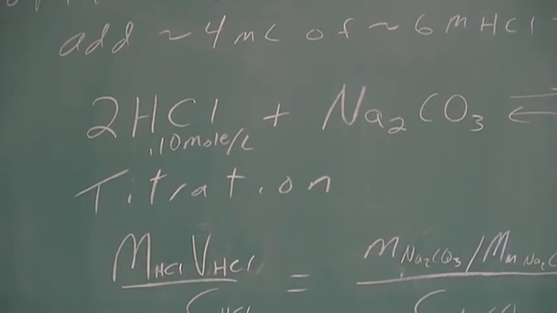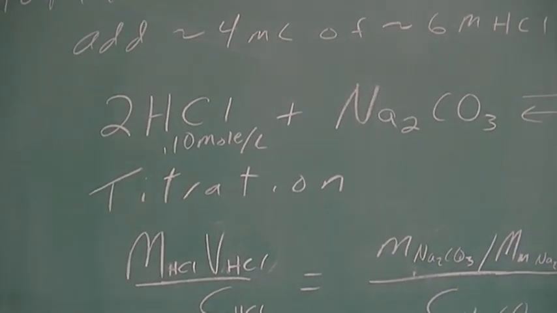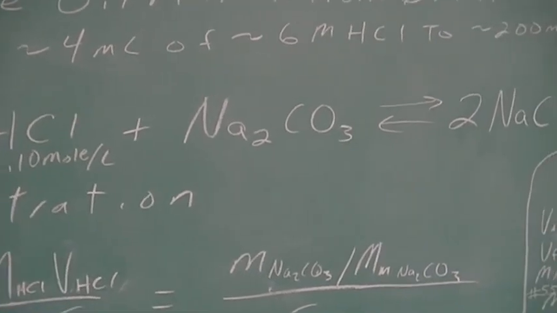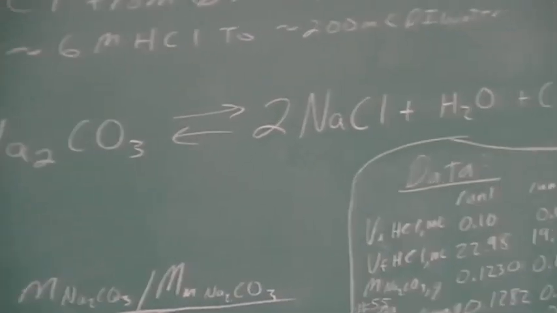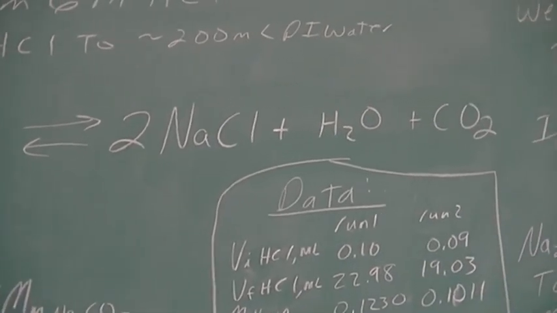All right, and so to balance this reaction, we're going to need 2 moles of HCl to react with 1 mole of Na2CO3. And this balanced reaction gives 2 NaCl plus H2O plus CO2.